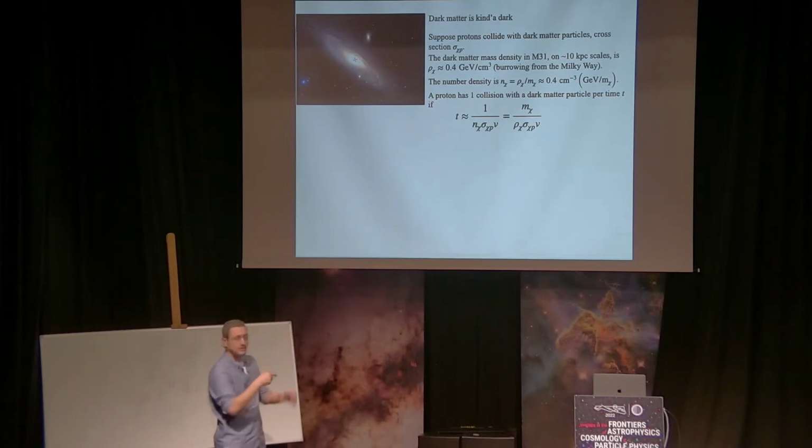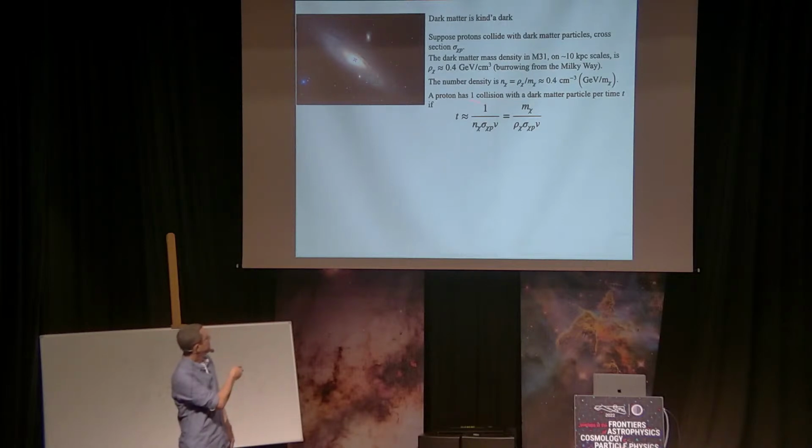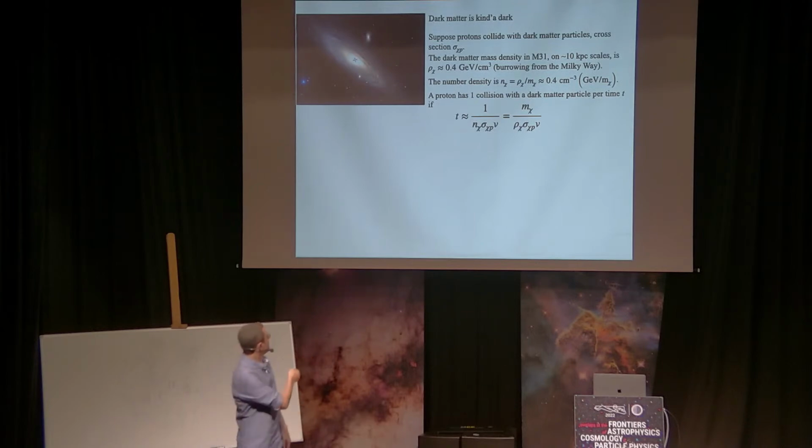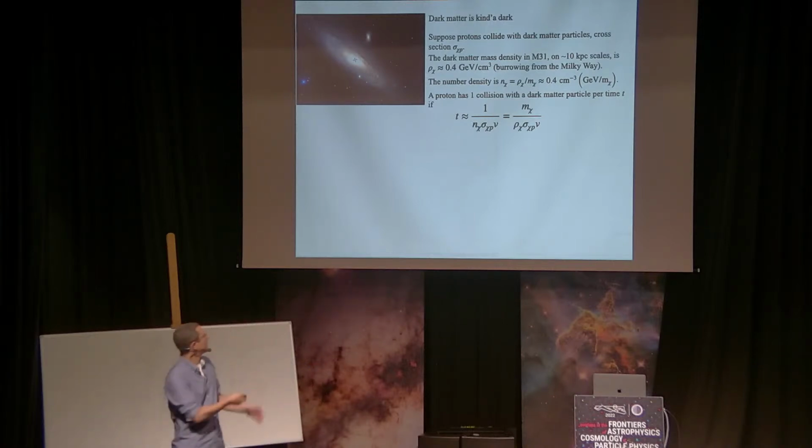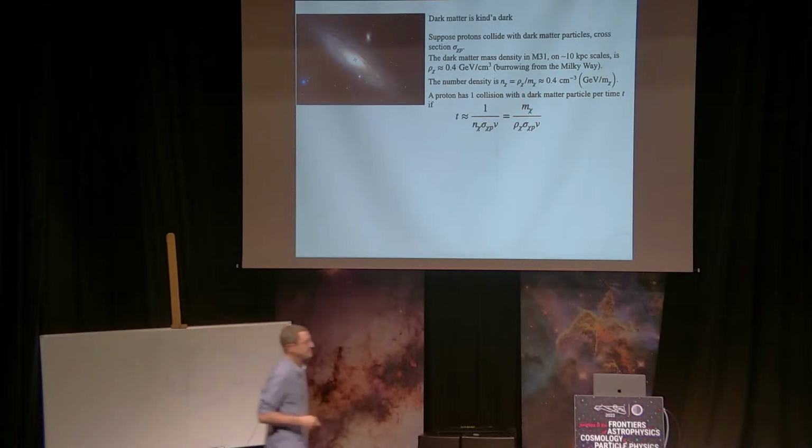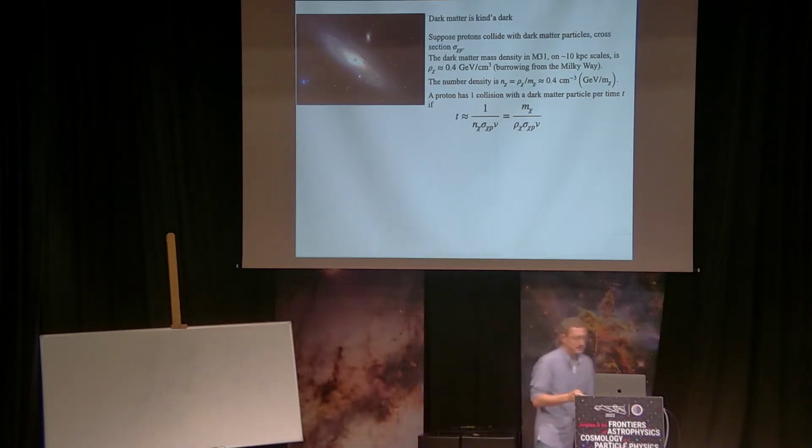Now, a proton that is moving around in the disk of the galaxy would have one collision with a dark matter particle in a time t, where that time is proportional to the mean free time between collisions, 1 over n sigma v. And so the number density is just rho over m, so the collision time is of order m over rho sigma v. That's the kind of estimate that I want to make.